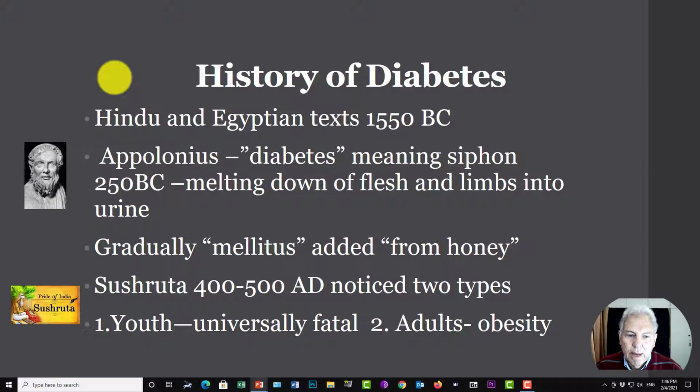Gradually the word mellitus was added, which means from honey, to distinguish it from diabetes insipidus, which has a rather bland urine. Sushruta, an Indian physician who lived between 400 and 500 AD, noticed that there were two types. There was a type that mainly occurred in the youth. It was uniformly fatal and the children seemed to waste away. And then there was an adult type which seemed to occur in obese adults.